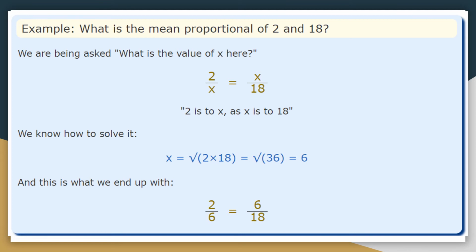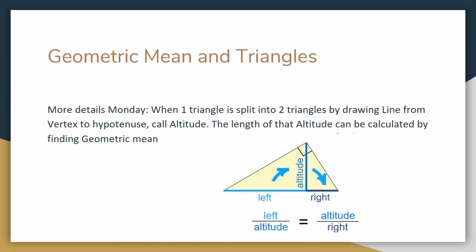But in this case, we did set it up similar to what we had before. So 2 is to x as x is to 18. And we multiply the two numbers, and then we take the square root, and we end up with 6. And obviously these two ratios, 2 over 6 is the same thing as 6 over 18. If I reduce 2 over 6, I get 1/3. 6 goes into 18 3 times, so 6 over 18 is also 1/3. But that's not what we're looking at here. But if you're ever nervous about your answer, the ratio should reduce to the same number. Geometric mean in a triangle is what we'll be doing on Monday and Tuesday.